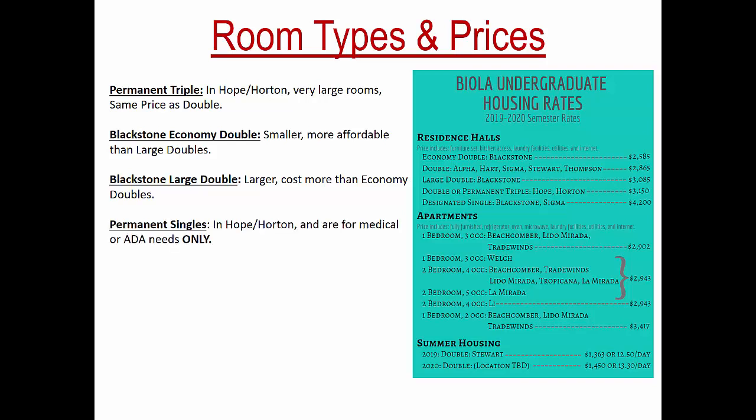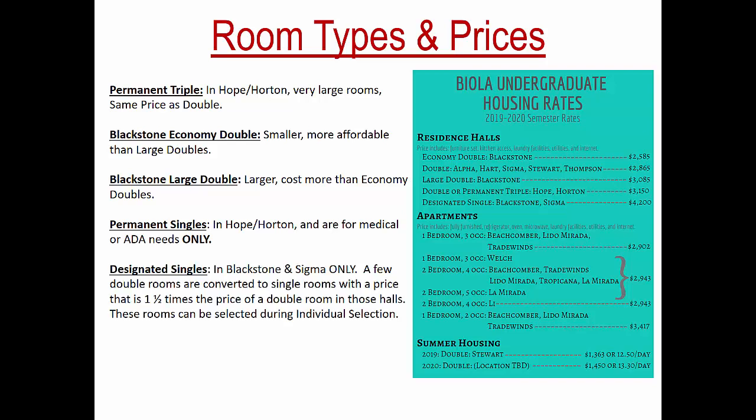Also, in addition to our medical or ADA singles in Hope or Horton, we will once again have designated singles in Blackstone and Sigma halls only. A limited number of double rooms will be converted to single rooms, and the price point will be 1.5 times the price of a double room in these buildings. These rooms can be selected during the individual selection and will not be visible during same hall or any hall selection. Also, once again this year we will be offering all-female, 2-bedroom, 5-person apartments located in the La Mirada apartment.